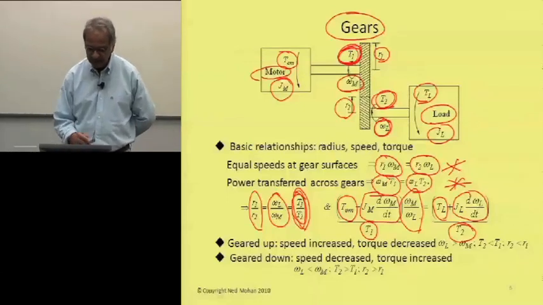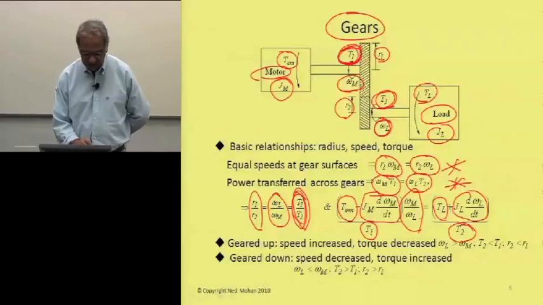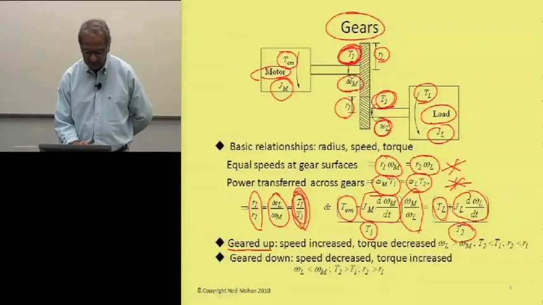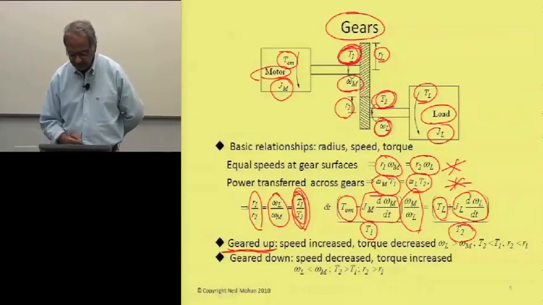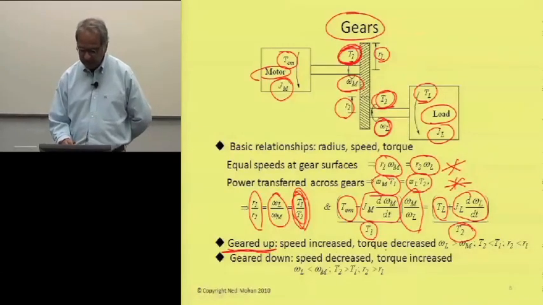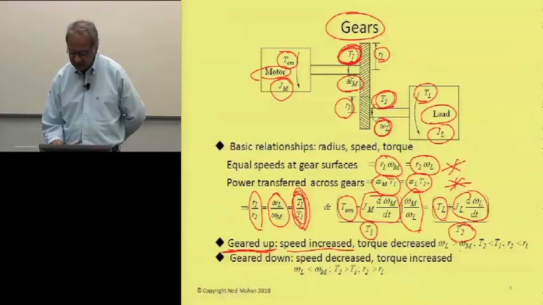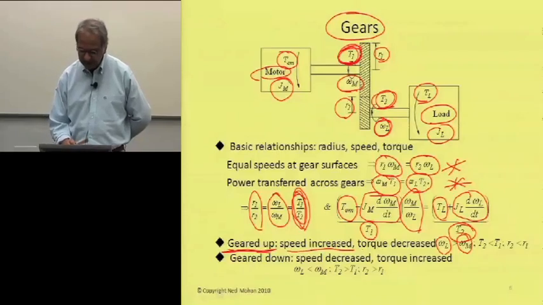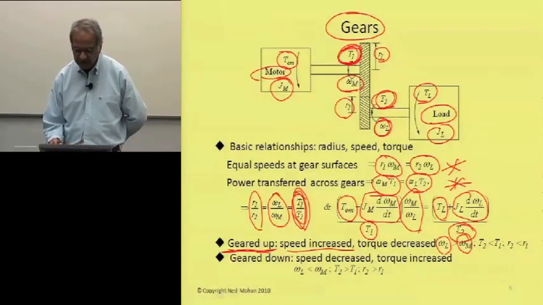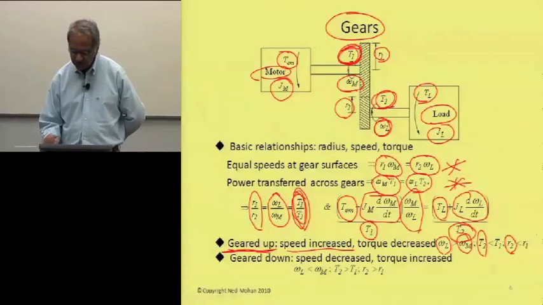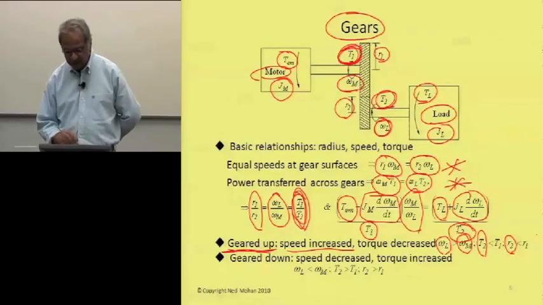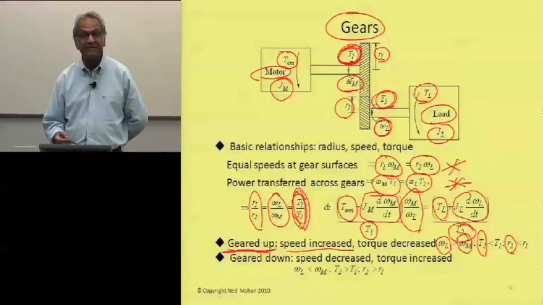So you can write these equations here, and you can see that gearing up means increasing the speed of the load. The speed is increased, which means omega L is greater than the motor side speed, and the torque is decreased. So T2 is less than T1, and in that case R2 has to be less than R1. And the opposite is true where we are trying to decrease the speed of the load.